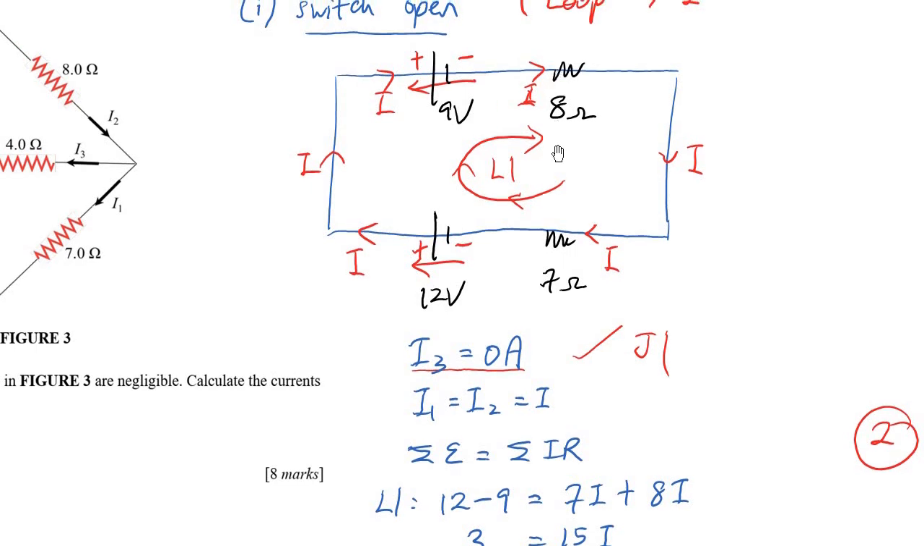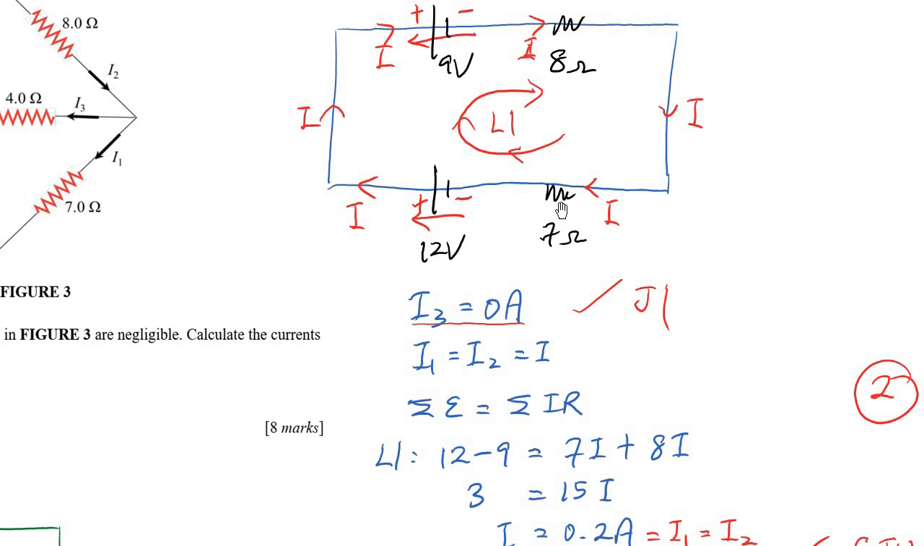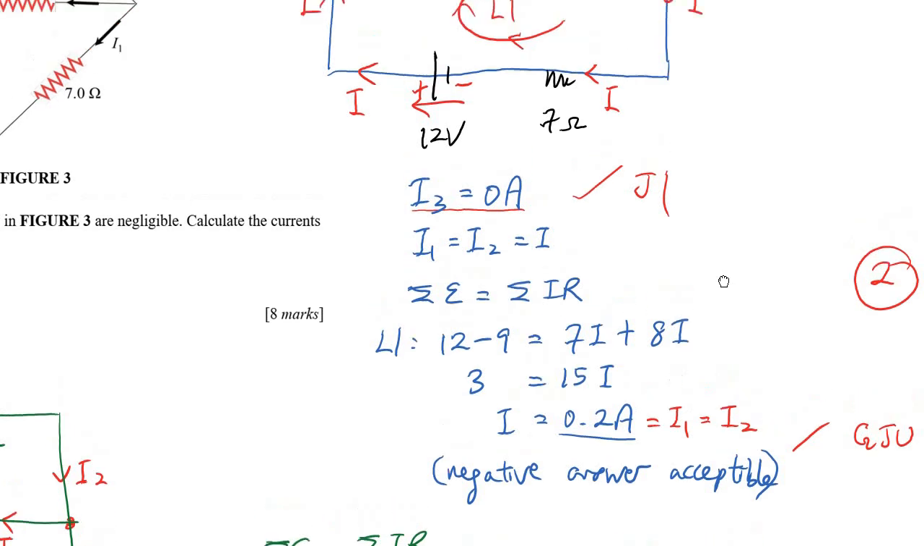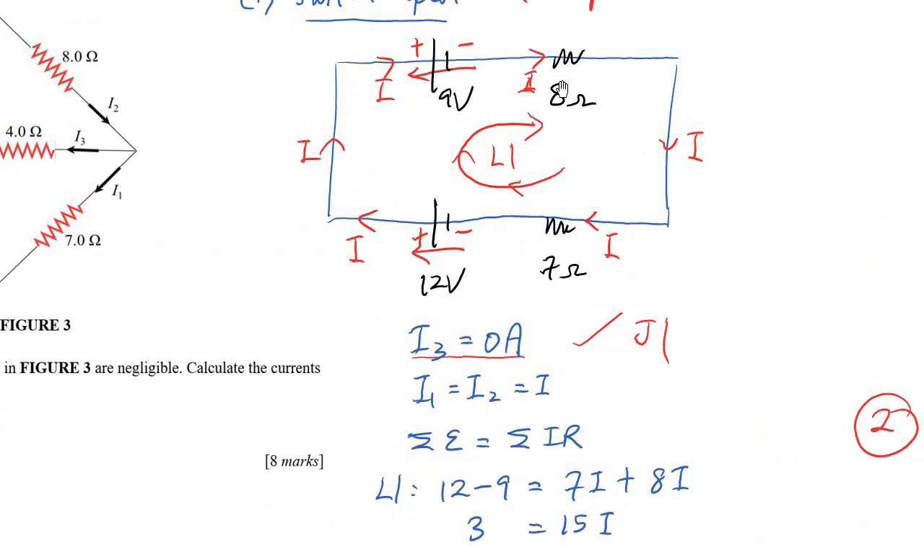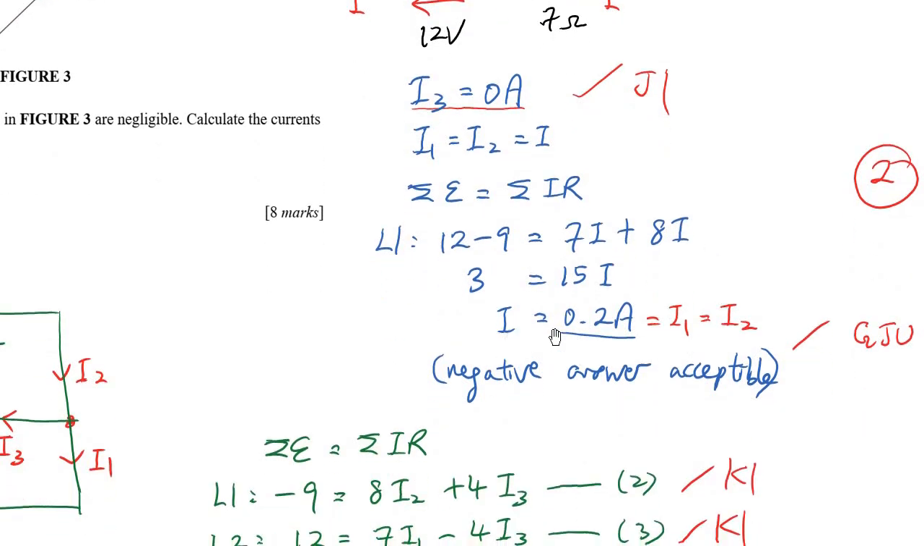We have 2 resistors. Let's start with 7 ohm. The current I is in the same direction as the loop, so 7I is positive. And then 8 ohm, current I is in the same direction as the loop, so 8I is positive. Now we have this equation. We solve it and get the current. The current is 0.2 ampere, which is equal to I1 and I2.